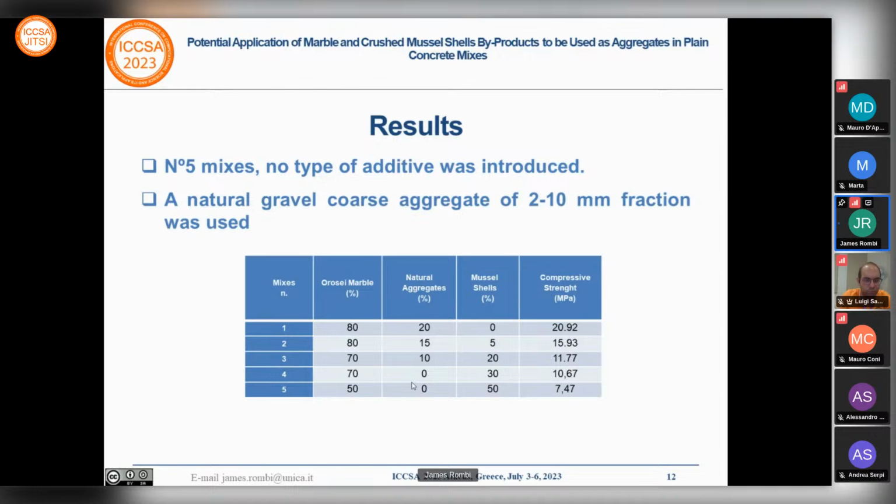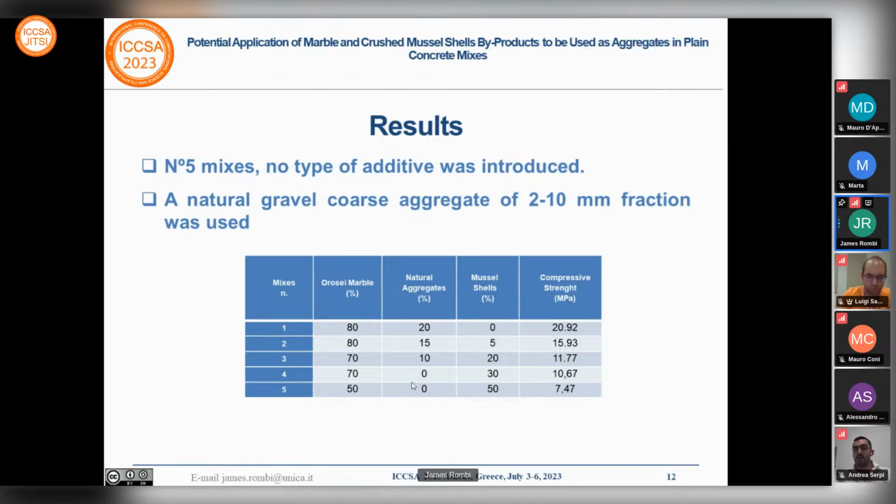So here we've got the 5 mixes with the percentage by weight of the entire mix, and then the compressive strength. The best mix that we had was that of 20.92 megapascal, and number 5 was the one with the worst result. It didn't even reach 10 megapascal, which is the minimum required for non-structural concrete.